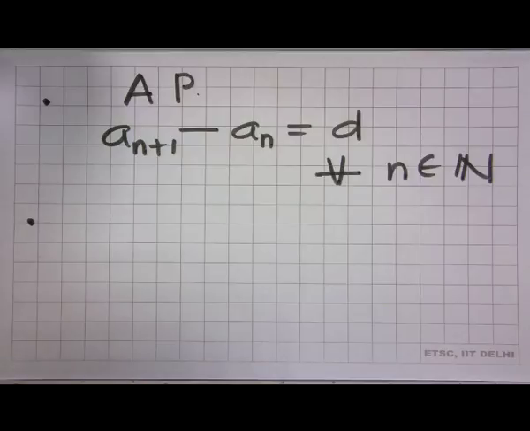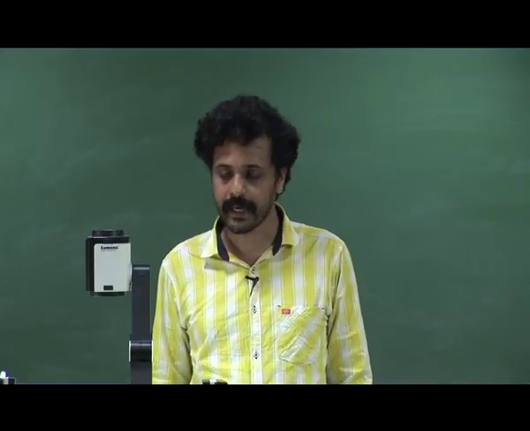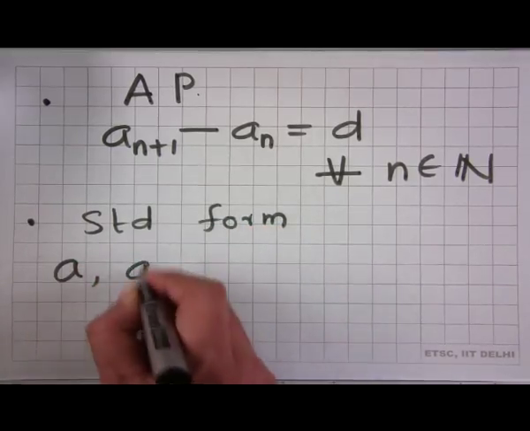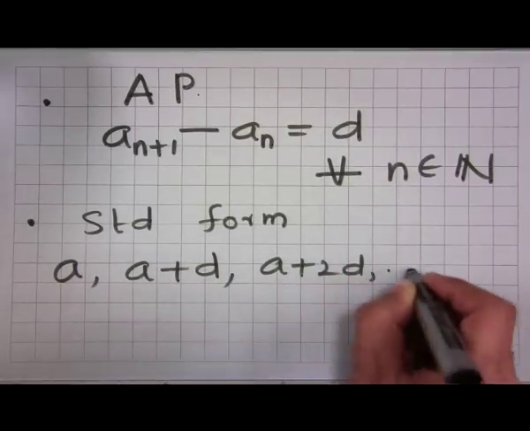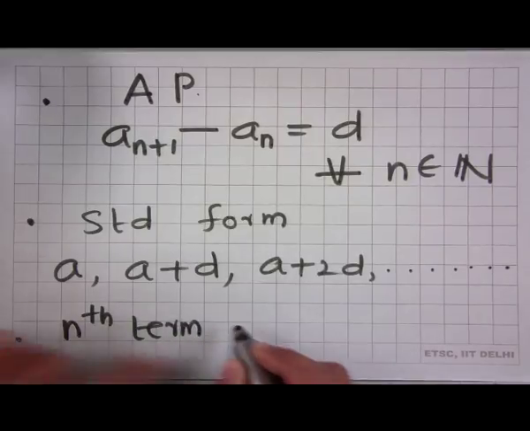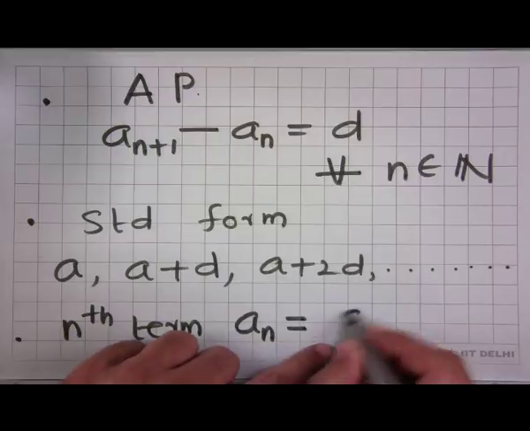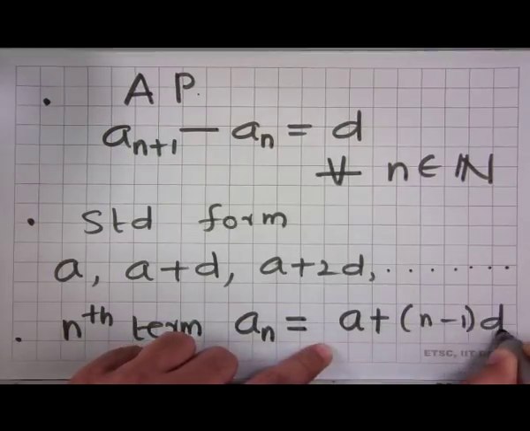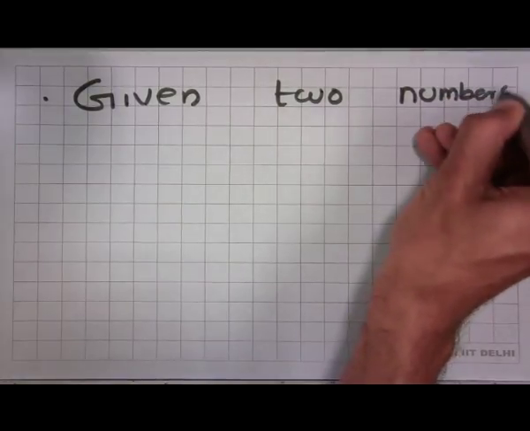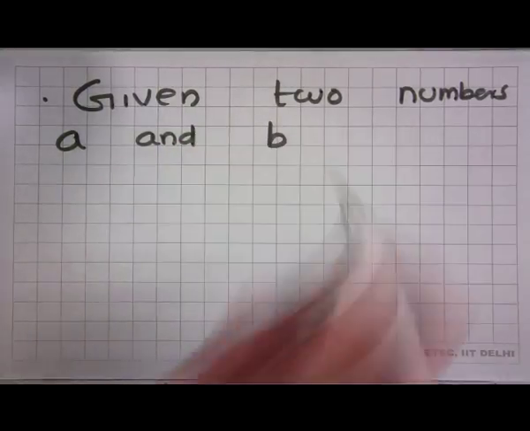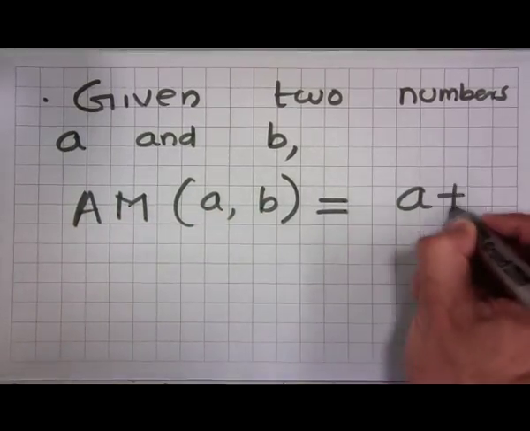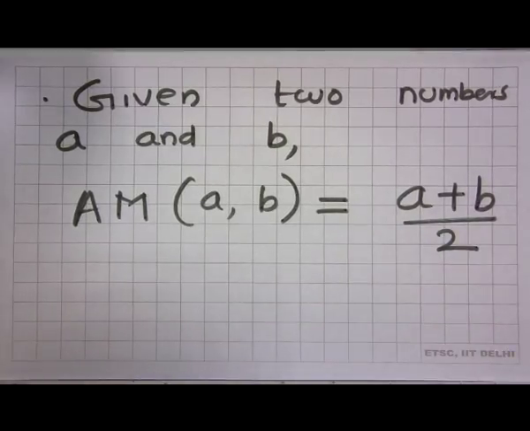The standard form of an arithmetic progression with first term small a and common difference d is a, a plus d, a plus 2d, and so on. The nth term an is given by the formula a plus n minus 1 into d. Given two numbers a and b, the arithmetic mean of a and b is given by the formula (a plus b) by 2. This is just for a quick recap.